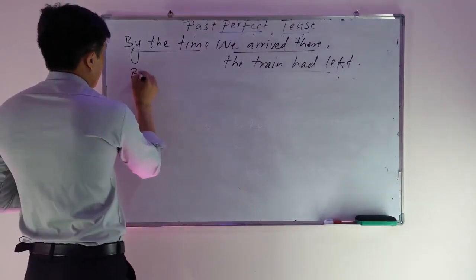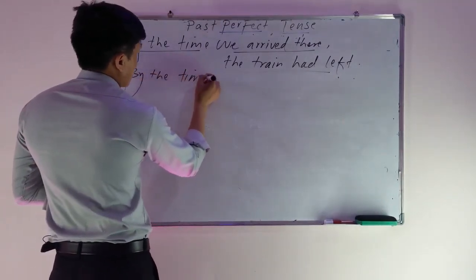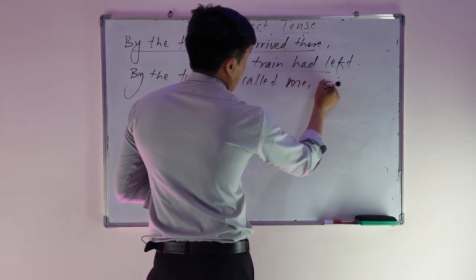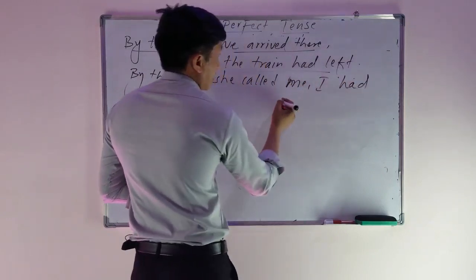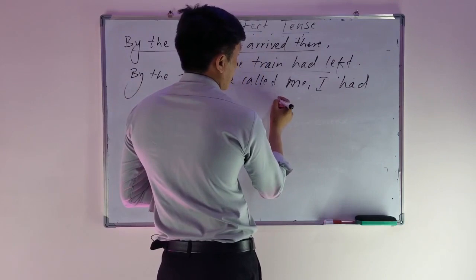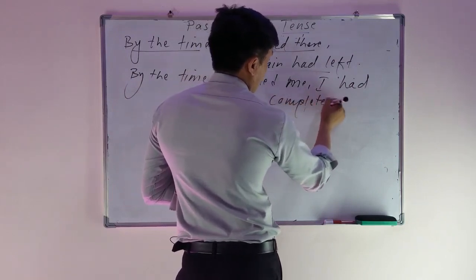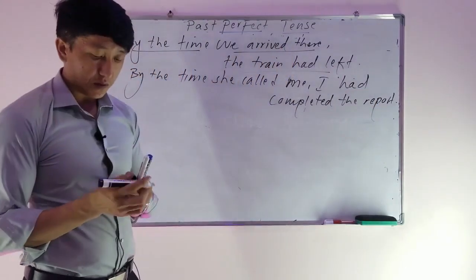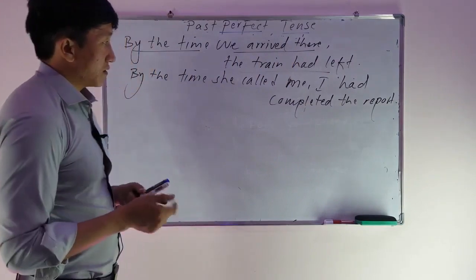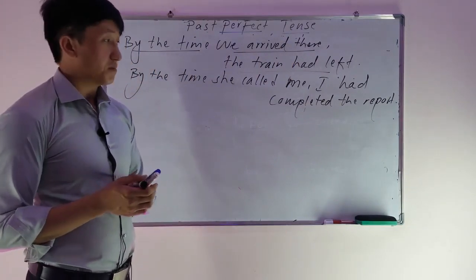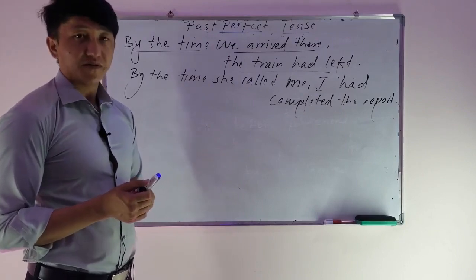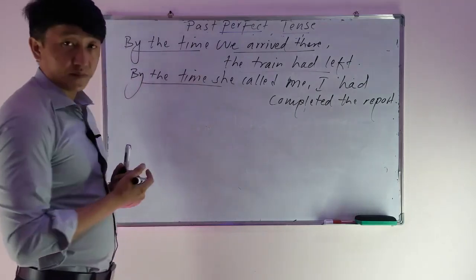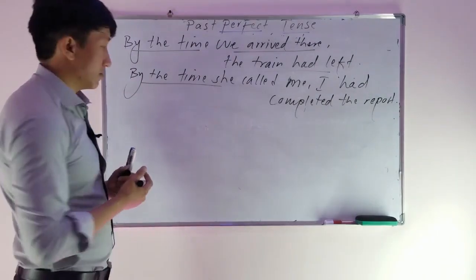Or you can also say by the time she called me, I had completed the report. She asked me to complete the report and add something. So by the time she called me, I had completed the report, the action of completing the report finished before the action of by the time. If by the time comes first, we put a comma, and if the main clause comes first, we don't put any comma. We can also use when.